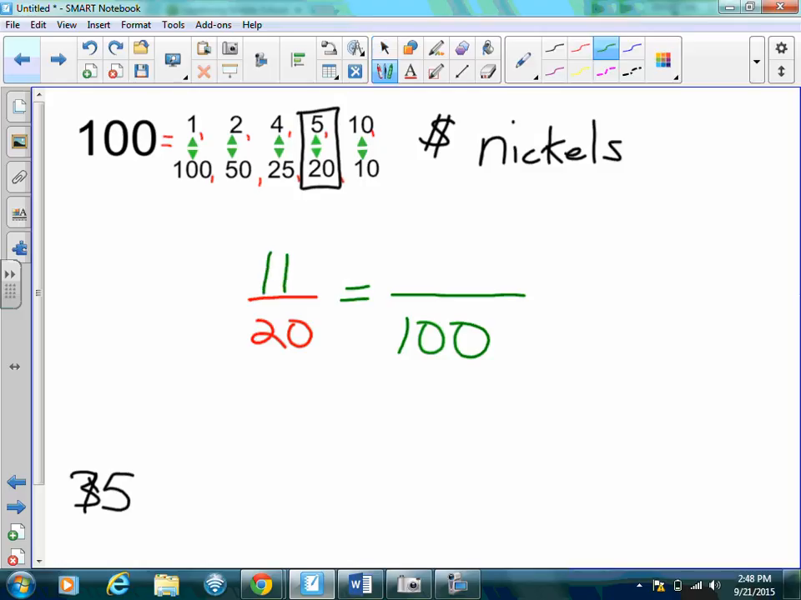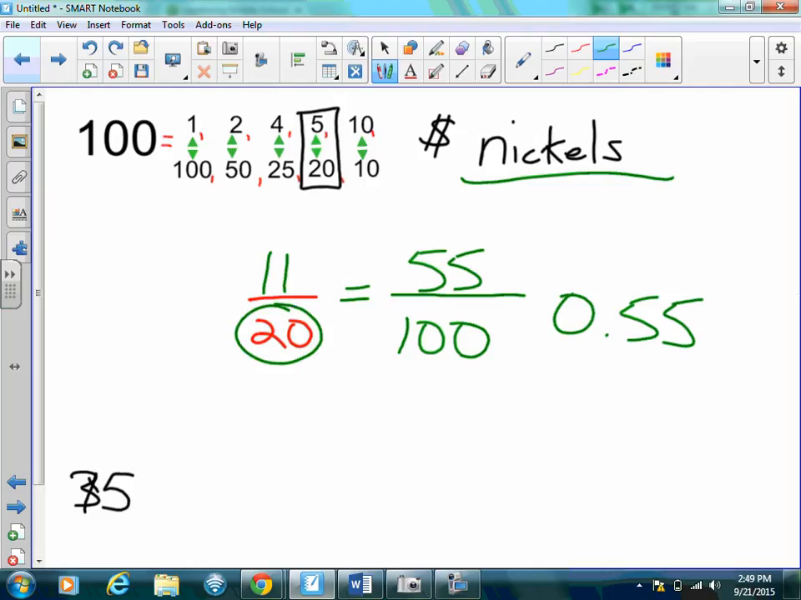11 20s. Well, that would be 11 nickels. How much money, kids? 55 cents. Very good, 55 cents. So whatever you have as a numerator and the denominator, 20s are the denominator, what goes with the top? A 5. So we're multiplying by 5. And let's do another one.